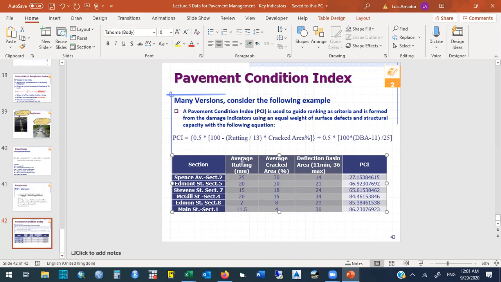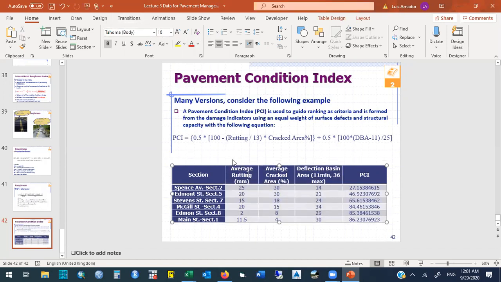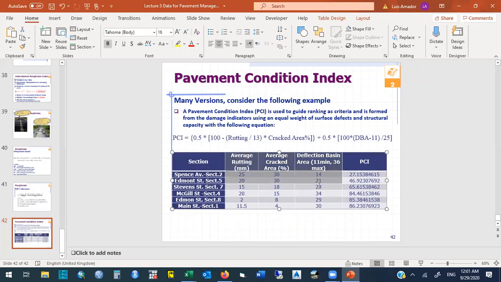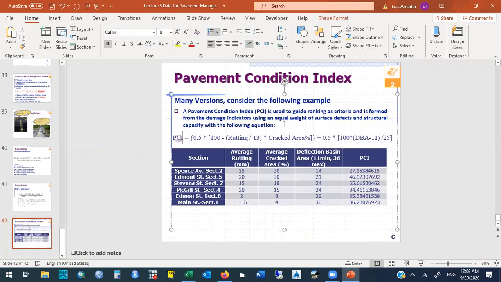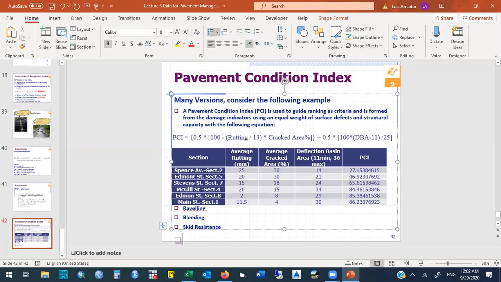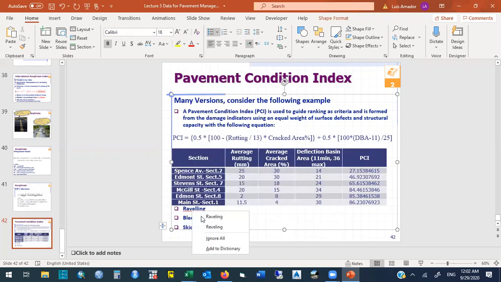So how do engineers make the decisions then? Oh, engineers require this. You need the detailed indicators: rutting, cracking, and deflection basin area. Okay, but for the public, it's mainly the PCI, because for a layman it's easy to understand. Higher the number, better the pavement, right? Yes. So technically, both the roughness index and the condition index, without the background information, don't really mean anything.